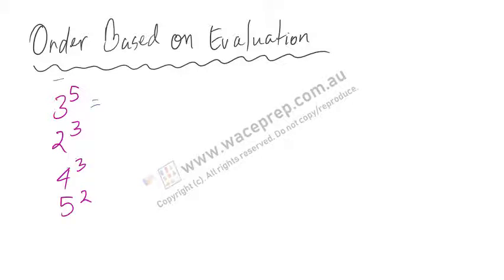Now 3 to the 5, which is the first number, it means that there are 5 threes. So 1, 2, 3, 4 and 5. There are 5 threes here. Now 3 multiplied, beg your pardon, 3 if multiplied 5 times, or 3 to the power of 5, is 243. So that's 243.